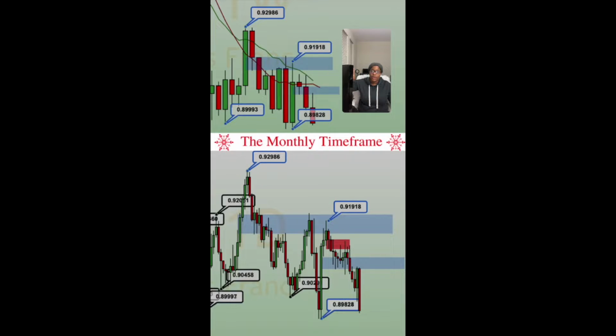Number two, how did you perform when you traded the currency pair? That's what I want you to write down. What actions did you take? How did you perform?